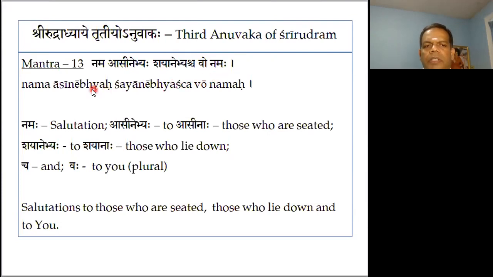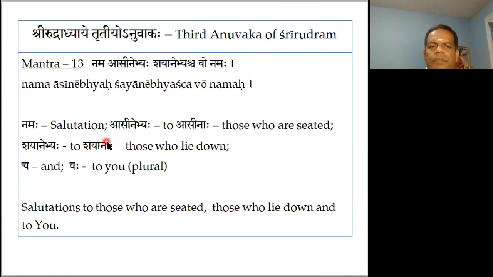In terms of pronunciation, most of the letters should be straightforward, but I'll just point out the ubhya. The bh is the fourth letter in the pavarga, so it has to be aspirated with some extra air. Shayanebhyah, again, the same bh comes, which is the fourth letter in the pavarga. Otherwise, it should be easy for all of you.